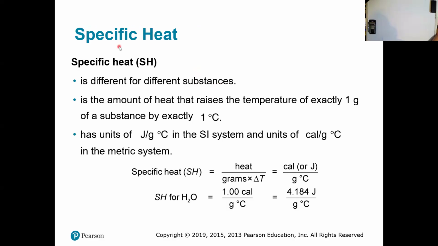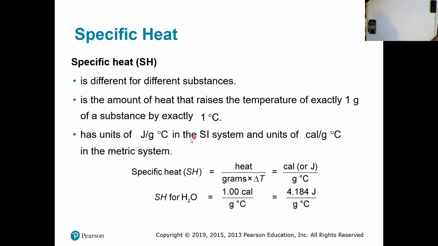We are going to represent specific heat with a capital SH. So when you see the SH, that means specific heat. Specific heat is going to be different for different substances, but specific heat will be the same for that substance, even if you're looking at different samples of the same substance. The definition of specific heat is the amount of heat that's required to raise the temperature of exactly 1 gram of that material by exactly 1 degree Celsius.